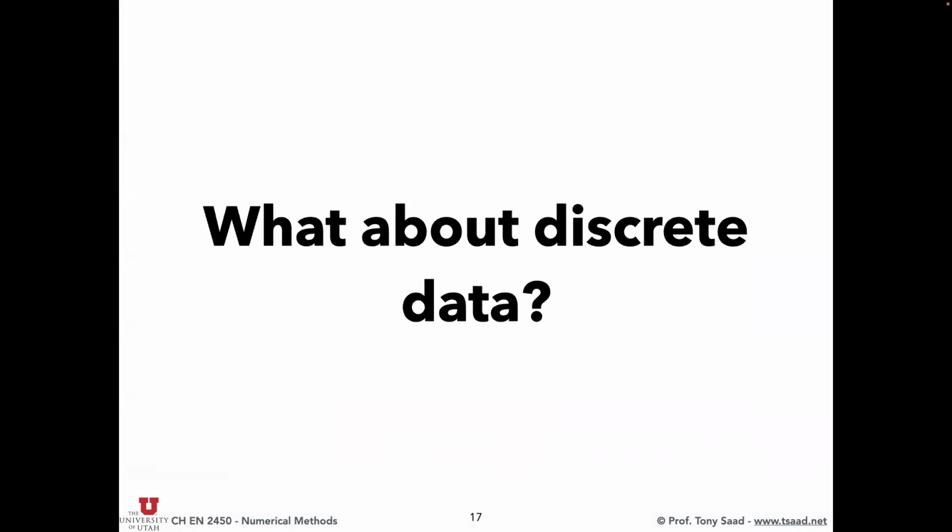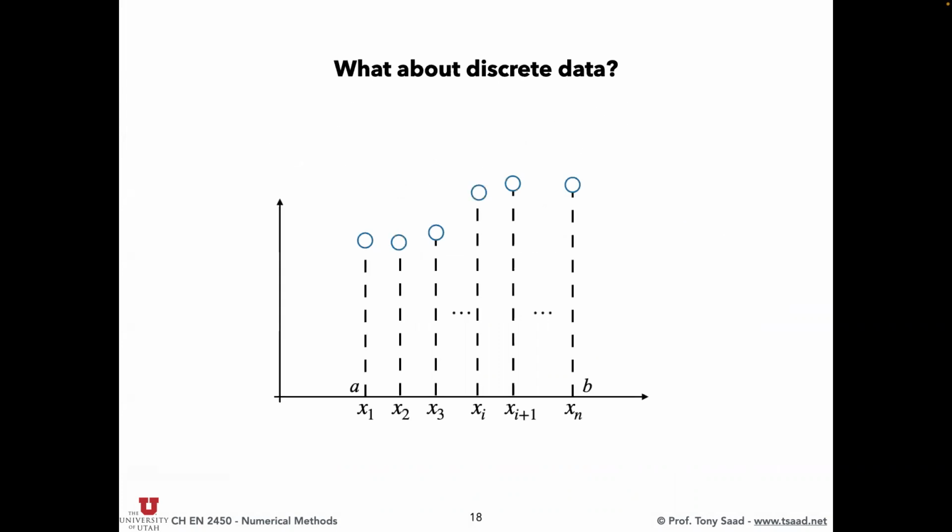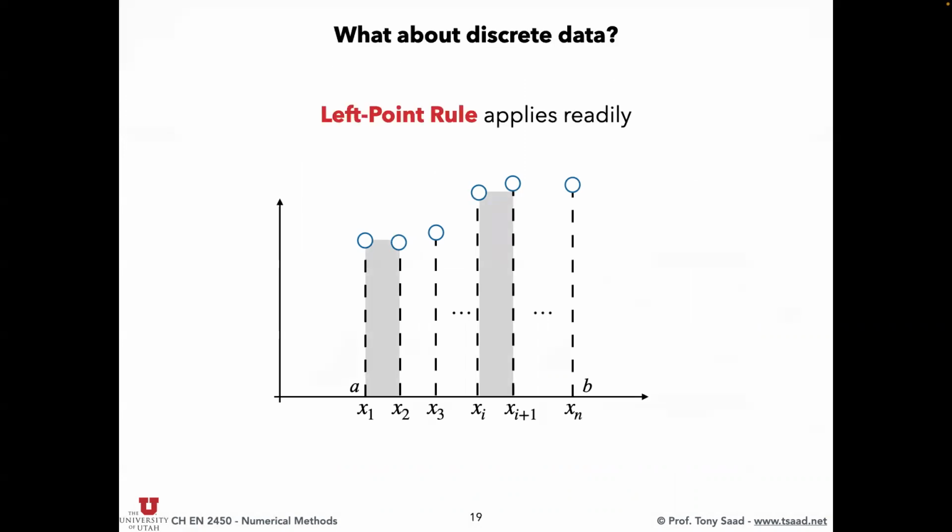All right. So now the question is, what if we had discrete data? Which of these rules do you think applies readily, easily? Left, right, or midpoint? Why and why not? So the left point rule applies readily because you're going through your data, whether they're equally spaced or not, doesn't matter. You take the left point and do the difference on the x-axis. That gives you this side times the y value at f of a, and you're good to go. Same thing for the right point rule, right? See the difference between the left and the right point rule.